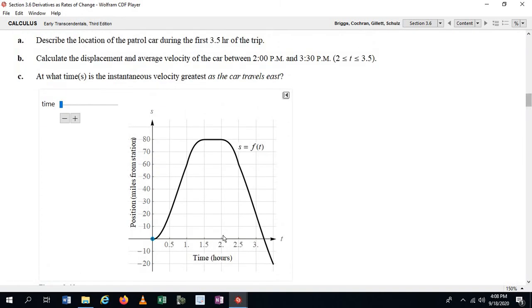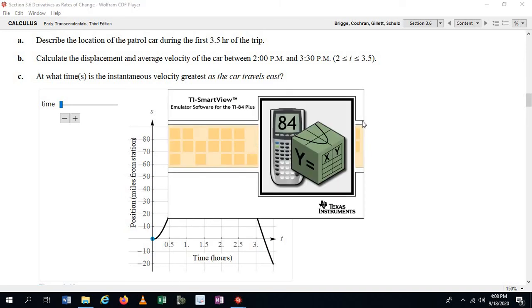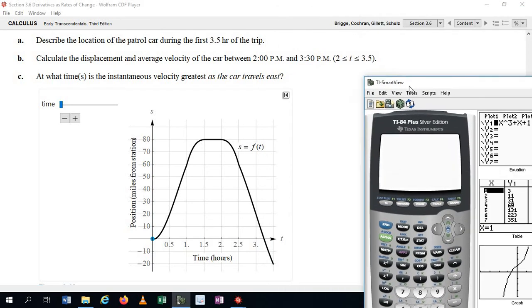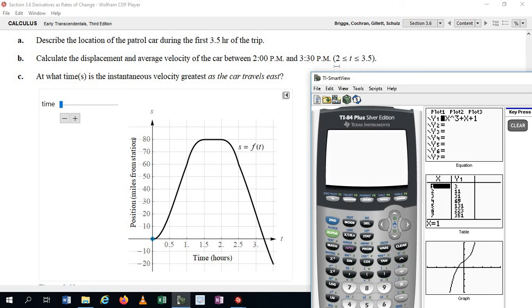Okay, so let's see. When t is equal to 2, it's at the 80 mile mark on the number line. And then at 3:30, which is t equals 3.5, it is at the -20 mark on the number line. Okay, so let's find its displacement. So the position function evaluated at 3.5 would be -20.